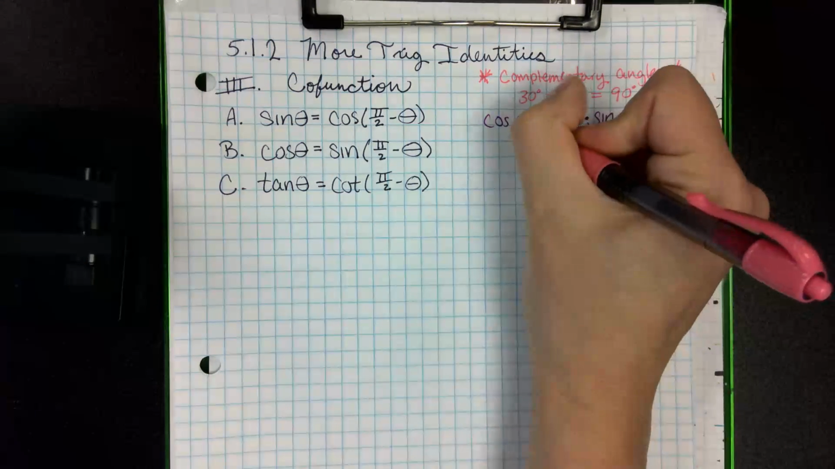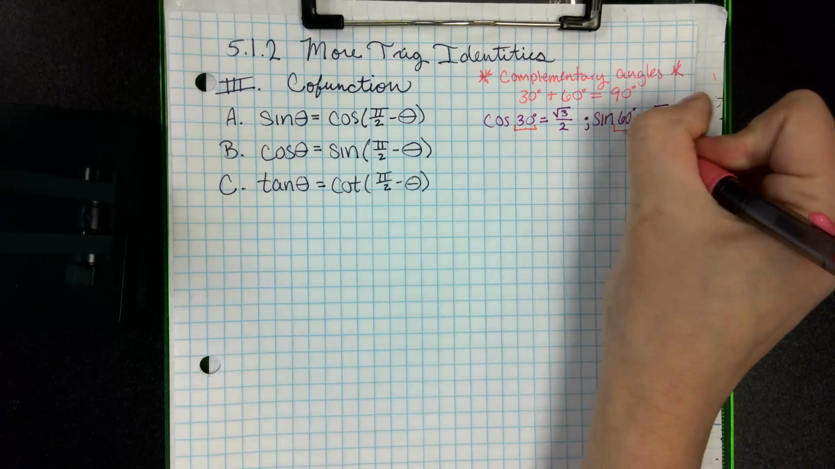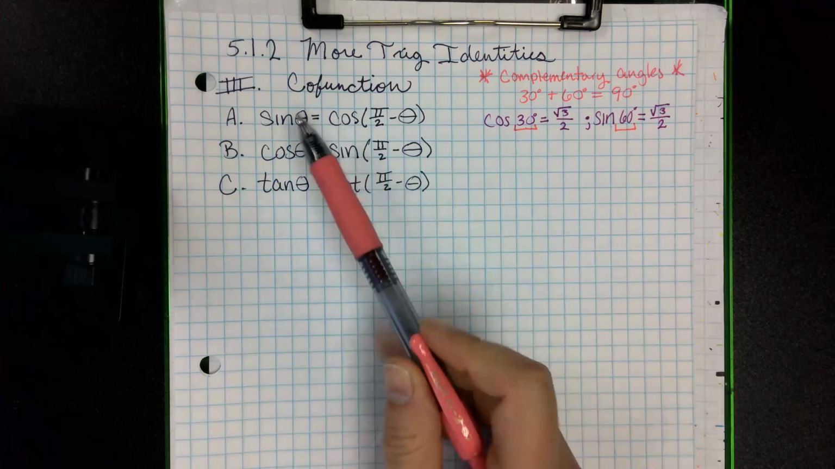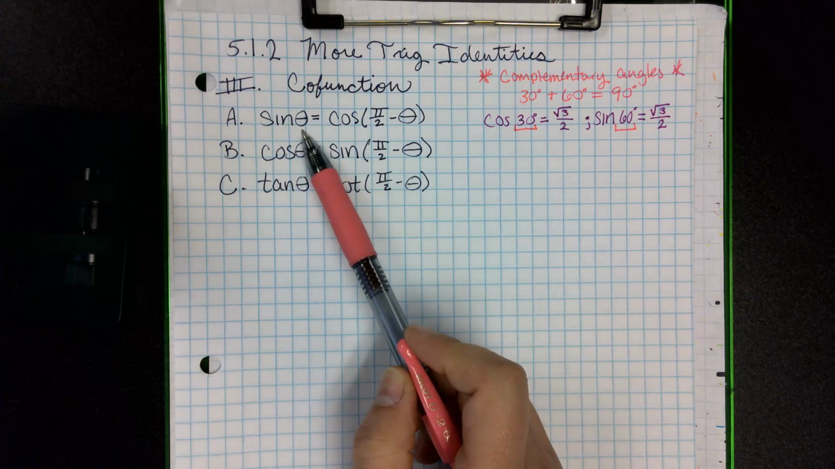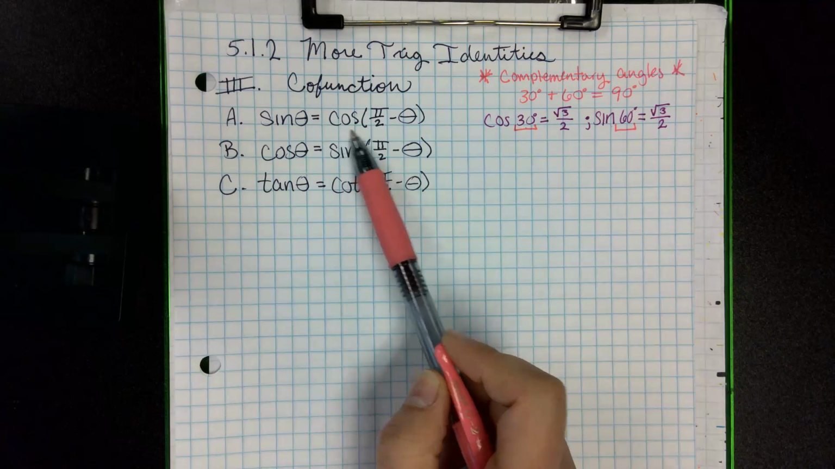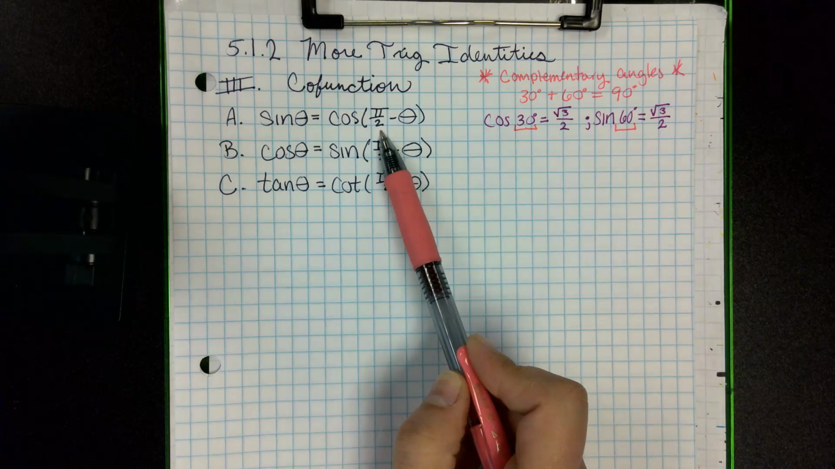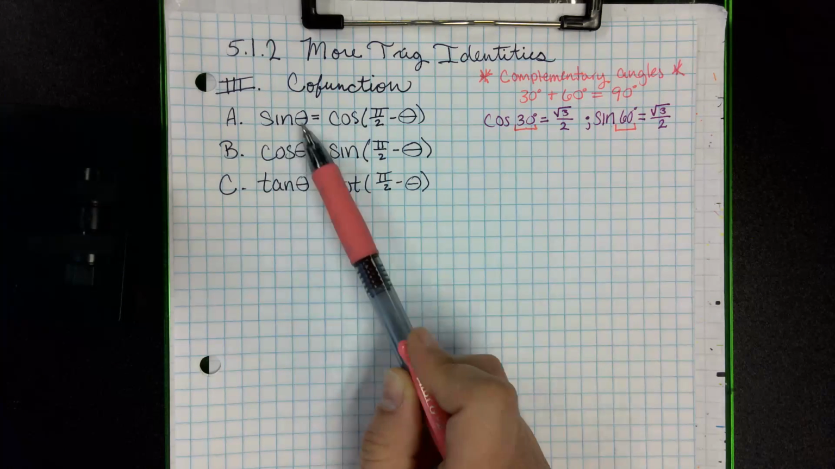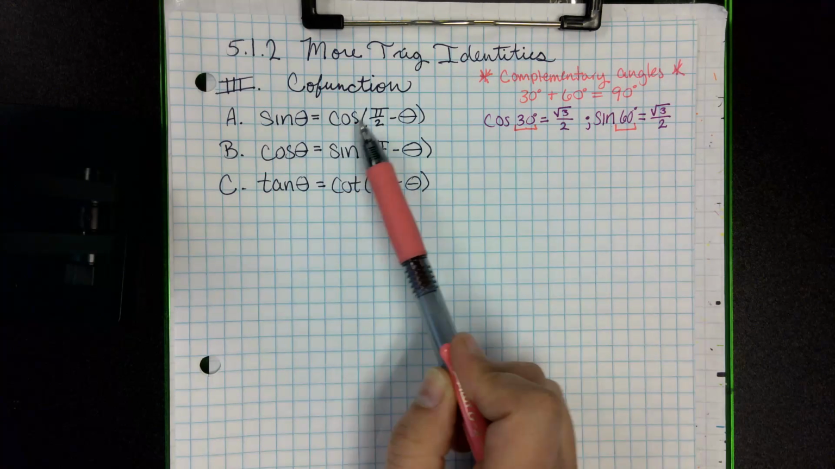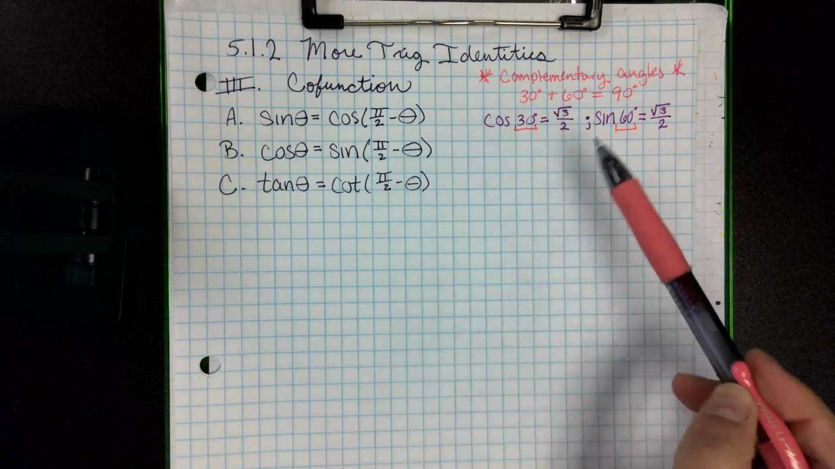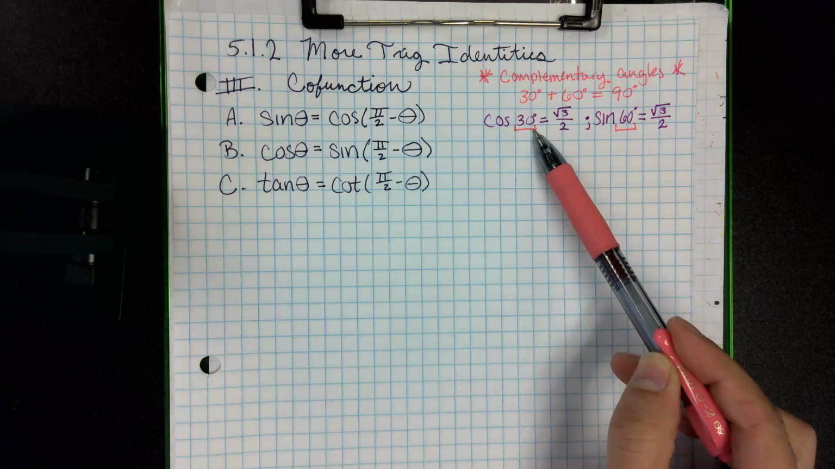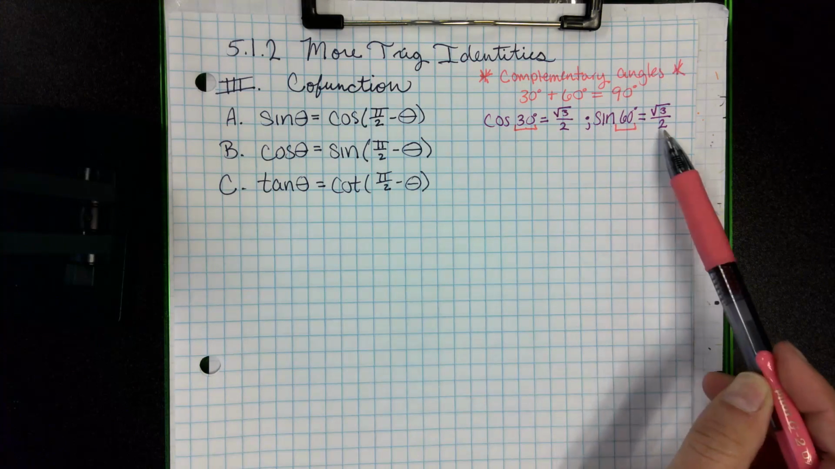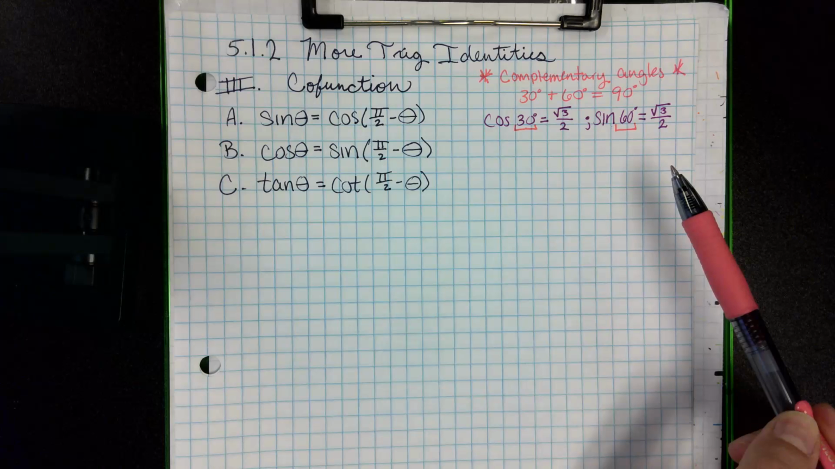So the cosine and the sine of complementary angles are equivalent. They're the same, and that's pretty much what it's telling you here. Sine of an angle is equal to the cosine of its complement. Pi over 2 is the same as 90 degrees, right? So whatever angle this is, the sine of this angle is equal to the cosine of 90 minus that angle, which is what I just did here. Cosine of 30 is equal to the sine of 90 minus 30, which is 60. And they're the same. Does that make sense?